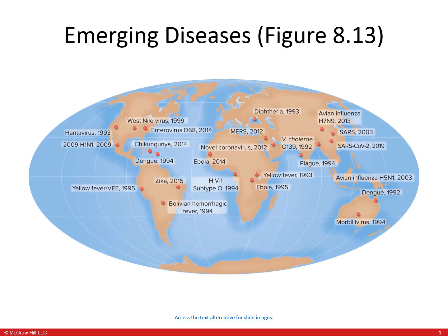This is an image that shows the emergent diseases by year. So what we can see is that they're actually becoming more and more common. Some examples of emergent diseases include the Ebola outbreak in 2014. You actually have the SARS in 2003, the avian influenza in 2013, dengue in 1992. As you can see, they're basically spread throughout the world. Again, they're actually becoming more and more common.